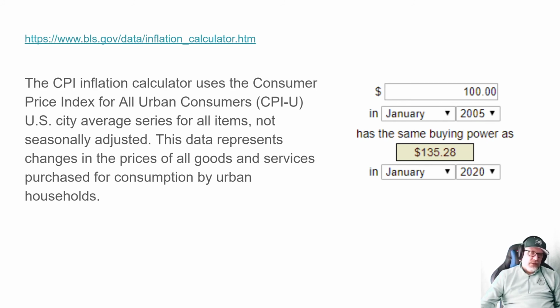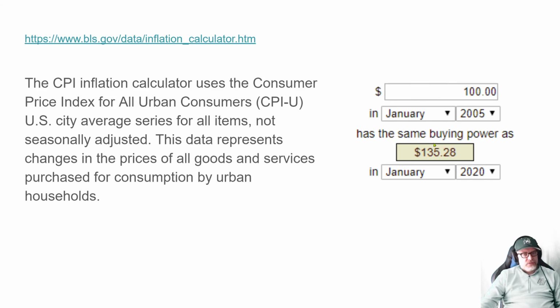The point is this: if you go to this URL, and let's assume that you were born in January of 2005, $100 back then, to buy the same amount of goods today, you would need to have $135. So that's a 35.28% increase in the CPI inflation between 2005 and 2020. That's pretty high. So 35%, right?